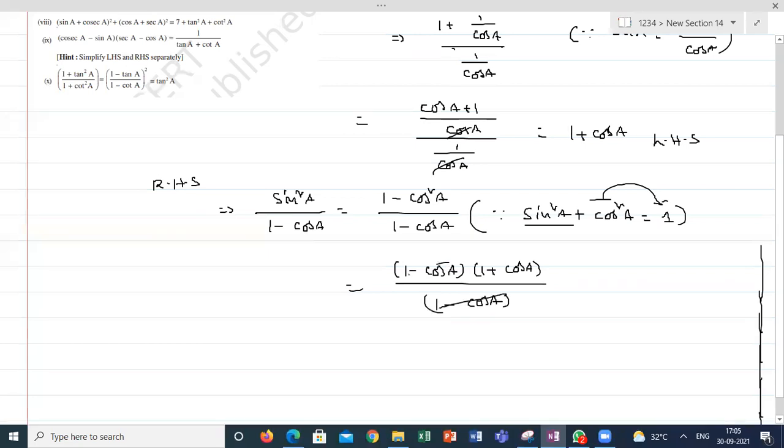So 1 minus cos A and 1 minus cos A cancel. So 1 plus cos A. This is my RHS. So from above we can say LHS is equal to RHS. This is how we can prove this statement.